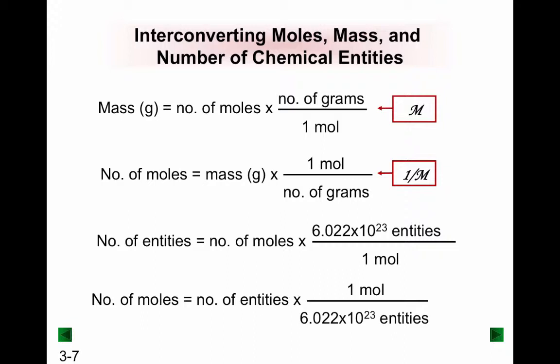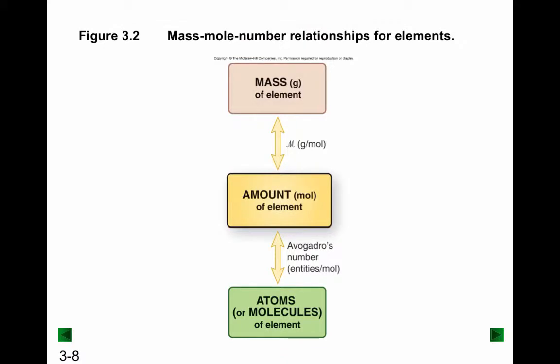There are no units associated with Avogadro's number until you want to express the number of entities 1 mole of the substance contains. To convert between the number of entities and moles, you would divide by Avogadro's number. This is a summary slide that shows the mass-mole number relationships for elements.